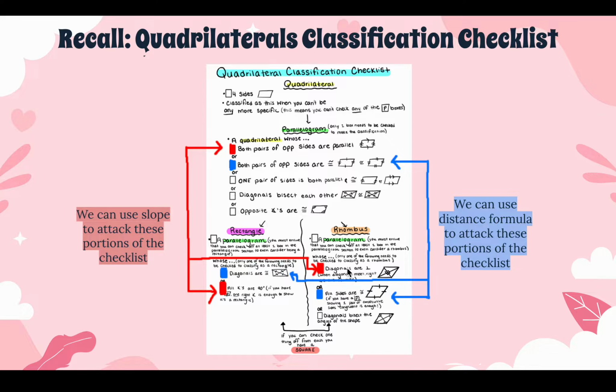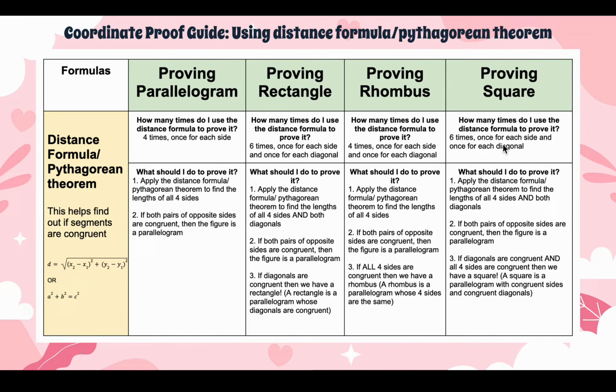All of the parts of the checklist that are in red, again, you can use the slope formula for that. And everything we've highlighted in blue is what we're going to be using the distance formula and the Pythagorean theorem for. So again, pause the video, make sure you have this marked and labeled very nicely and clearly so that you can refer to it when you are doing your proofs. Now, this is your coordinate proof guide. For this lesson, we're going to strictly be focusing on the distance formula and the Pythagorean theorem.